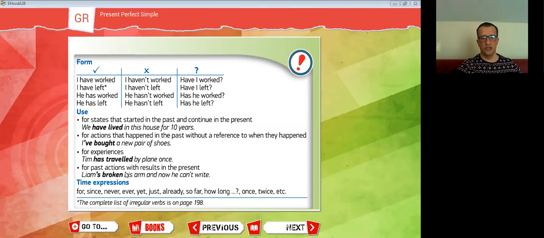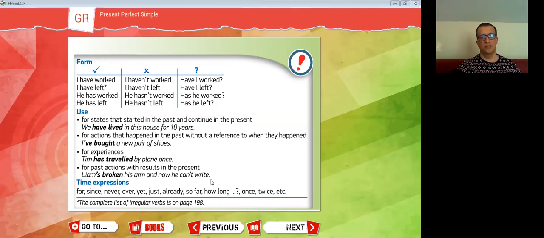For the past actions with results in the present. Geçmişte bir olay olacak. Yes, a past action with results in the present. As I said, there will be a result. There will be an end at present. For example, Liam has broken his arm and now he can't write. The result here is he can't write.